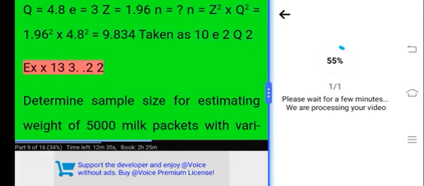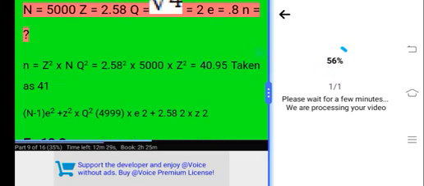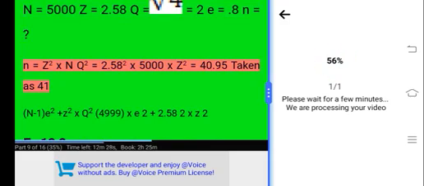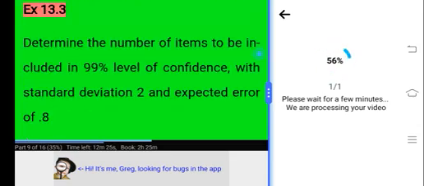Example 13.3. Find the sample size for estimating the weight of 5,000 milk packets with variance of weight 4 grams, an expected error of 0.8 grams, at 99% level of confidence. N equals 5,000, Z equals 2.58, sigma equals 2, E equals 0.8. The finite formula is n equals Z squared times N times sigma squared over N minus 1 times E squared plus Z squared times sigma squared, which gives 40.95, taken as 41.